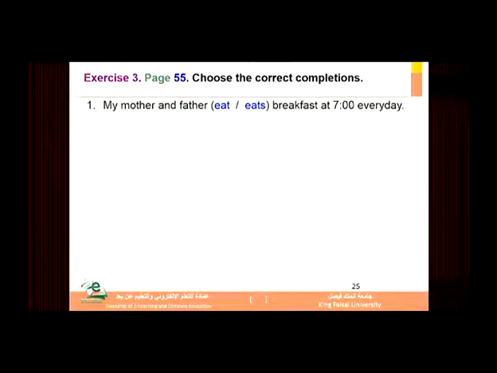which means we have a compound subject. This compound subject basically takes a plural verb, and because here we have eat and eats, eat is used for any subject that is not third person singular. So we use eat rather than eats, because we have a compound subject. That compound subject represents the pronoun they, so they eat breakfast at 7 every day. So the correct answer is eat rather than eats.